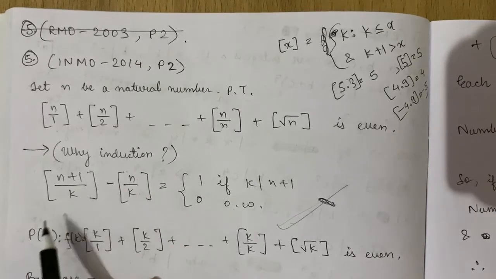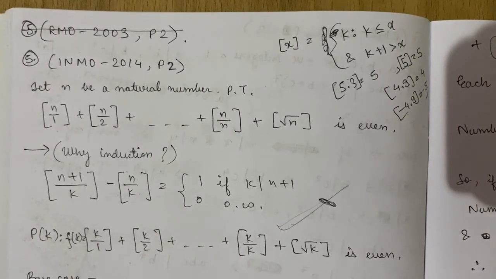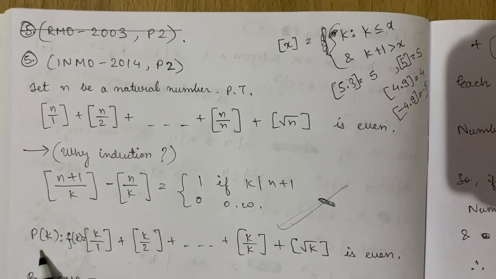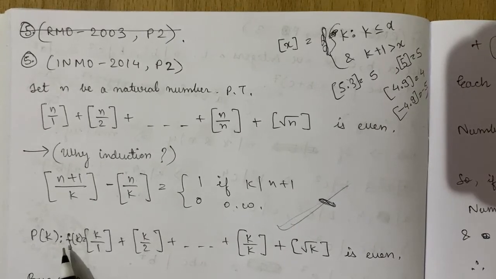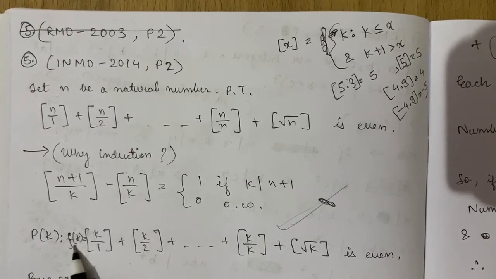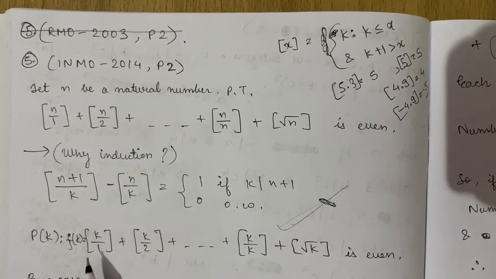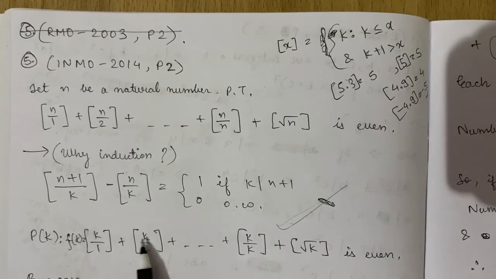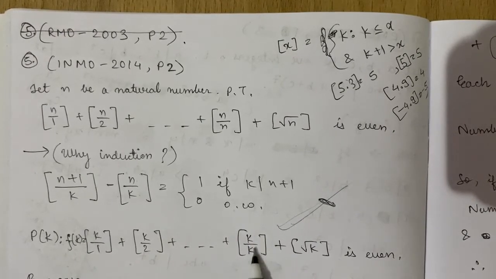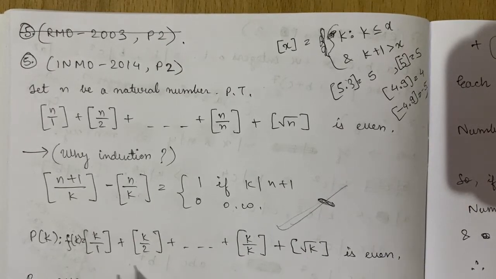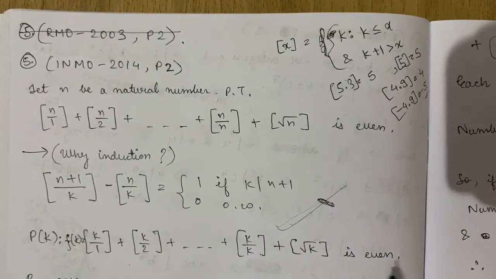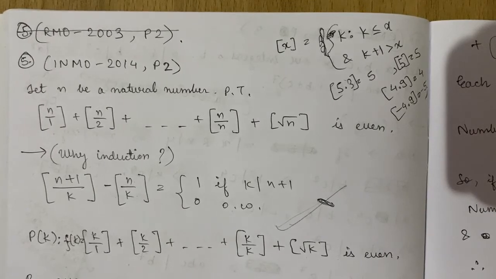So that's why we use induction. So P(k) is this function f(k). I named this function f(k), which is the greatest integer of k/1, plus the greatest integer of k/2, and so on up to the greatest integer of k/k, plus the greatest integer of root k. And P(k) says that this f(k) is even. So let's observe the base case.